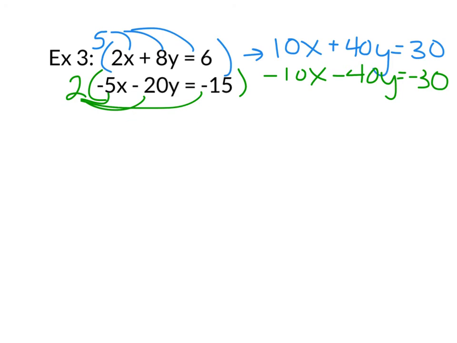Now, when I add these together, I know that my x's are going to cancel because 10x and negative 10x cancel. Oh, something strange happens here. 40y and negative 40y, those cancel also. So what am I left with on the left-hand side? 0, nothing. And on the right-hand side, oh my, 30 and negative 30, those would cancel also. That also leaves me with 0. So I don't have any more variables.